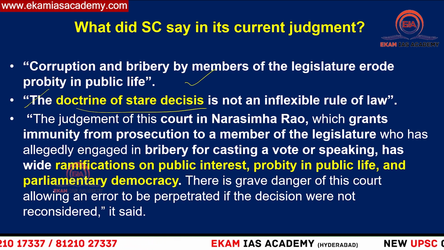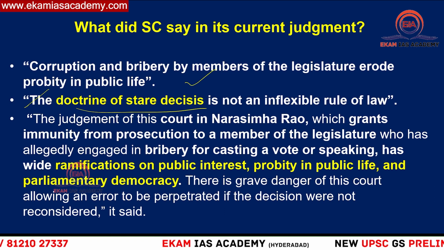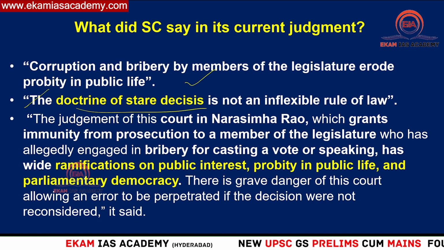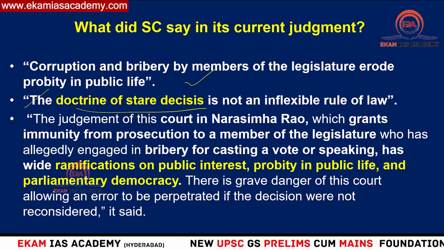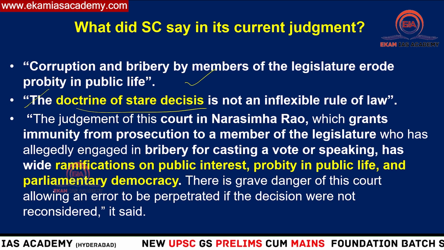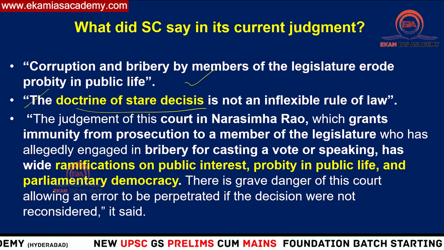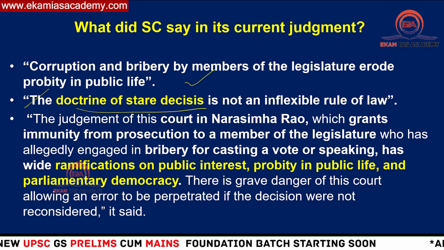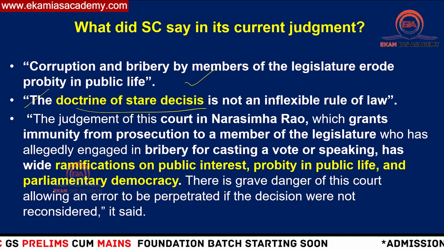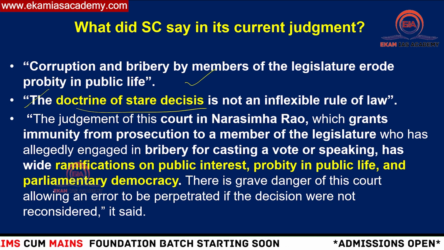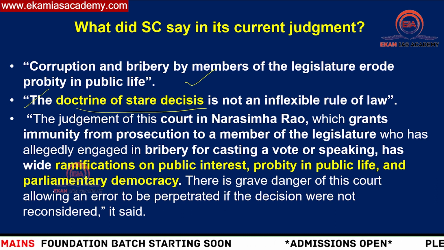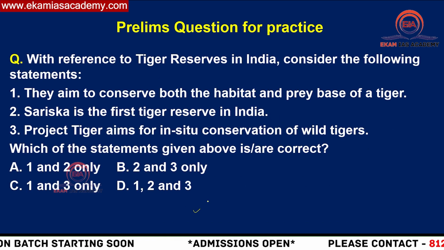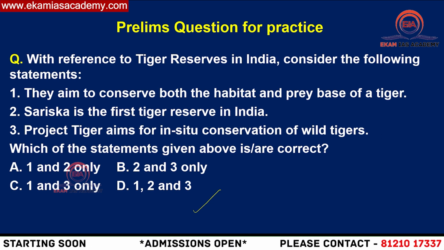The judgment of this court in the Narasimha Rao case granted immunity from prosecution to a member of the legislature who is alleged to be part of bribery, for anything he speaks in the parliament or votes in the parliament. If it has ramifications for public interest, probity, and parliamentary democracy, then it becomes a grave danger, and that is why it needs to be overturned. That is what the Supreme Court has opined in the present judgment, so this is what you need to know from the present context. Then let's see the practice question for prelims given yesterday in the previous video.